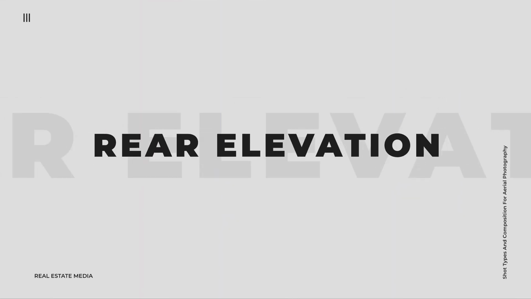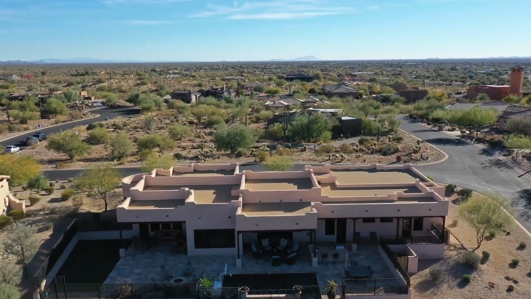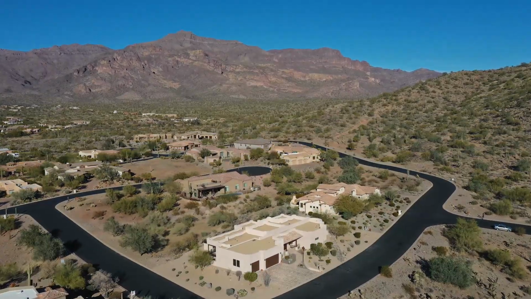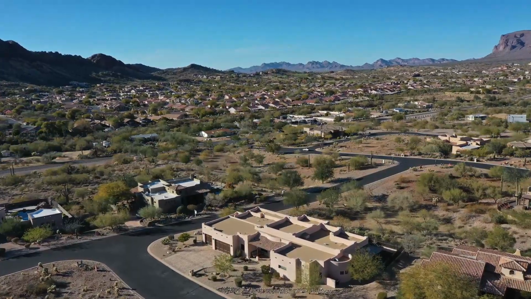Shot number three, rear elevation shots. We usually take the same approach from our front elevation shots and apply it to the back of the property, showing what the backyard has to offer. Shot number four, higher elevation shots. We repeat shots 1 through 3, but at a higher elevation. These are usually taken at a height of around 150 feet.